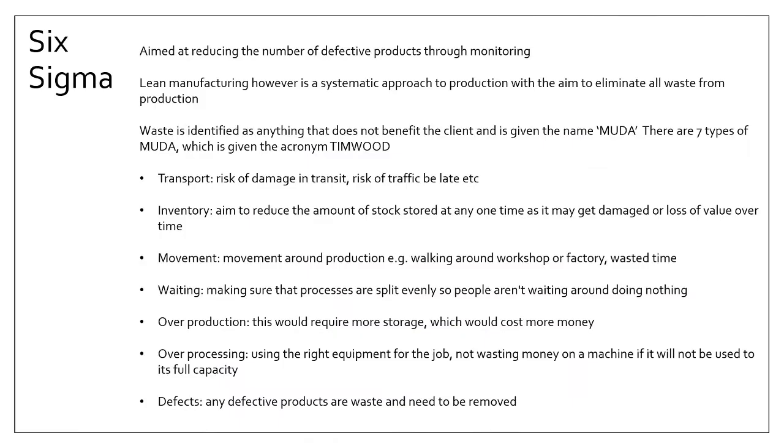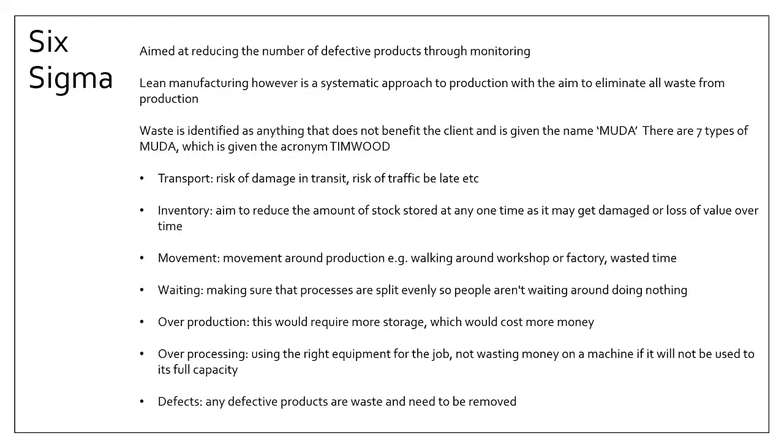So as well as Six Sigma, you've then got lean manufacturing. So this then is basically a systematic approach to how you can minimise as much waste as possible. So waste is basically identified as anything that doesn't benefit the client in any way, and it's given the name of MUDA. So there are 7 types of MUDA, and together it's given the acronym of TIMWOOD.